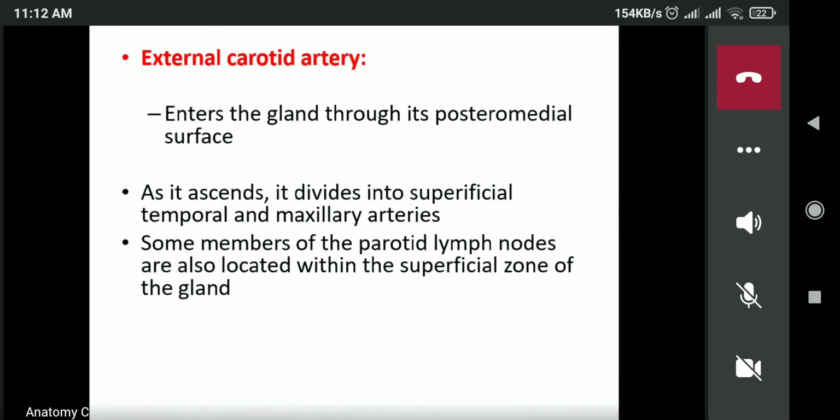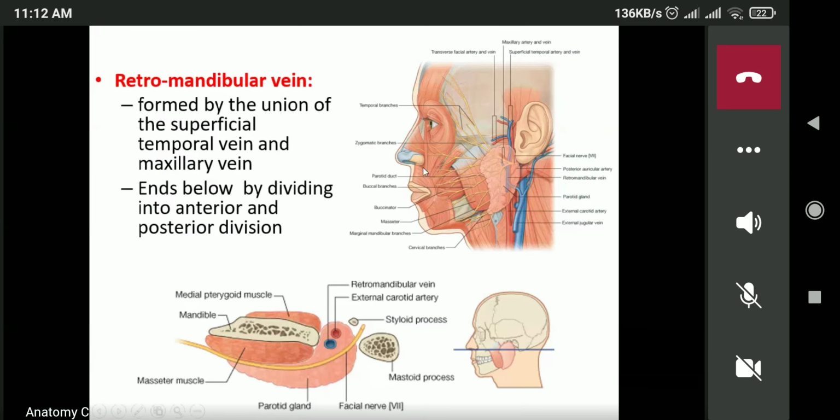So the next structure is the external carotid artery. It enters the gland through its posterior medial surface. As it ascends, it divides into the superficial temporal and the maxillary artery. So here we can see the superficial temporal and the maxillary artery.